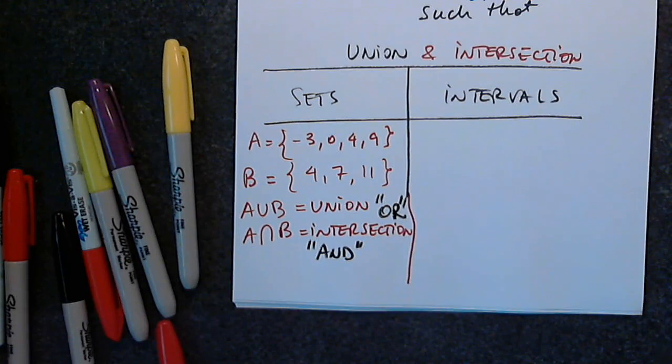Yes, please. Could you show an example of like an intersection on a number line? Yes, I will do that too. It will not work for sets. It will work for intervals. So when we get to intervals, I'll show that. Okay. So first of all, how do I determine the union?